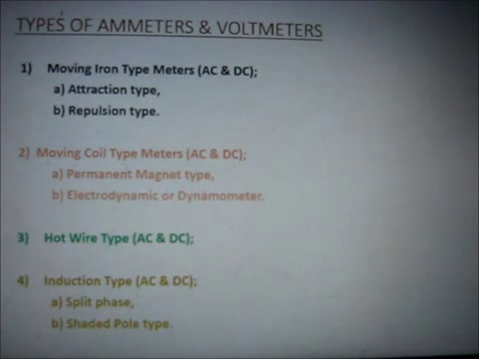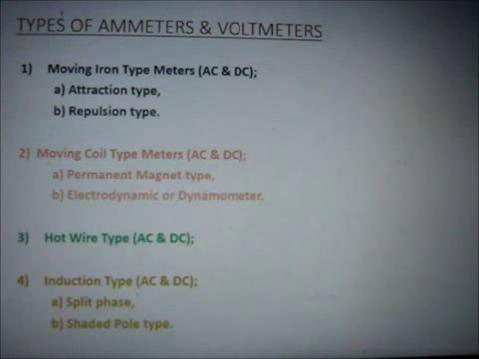It can be of moving iron type meters. The main advantage of moving iron type meters is they can be used for both AC and DC applications. So they are of attraction type and repulsion type. Next is the moving coil type meters. Moving coil type meters can be used for AC and DC, but most of the time they are mainly used for DC. It is of two types, permanent magnet type or dynamometer type.